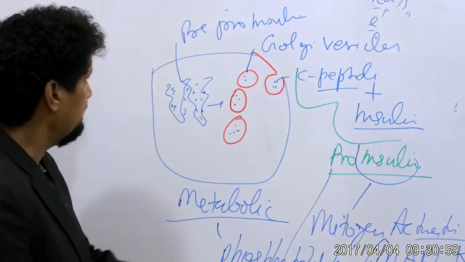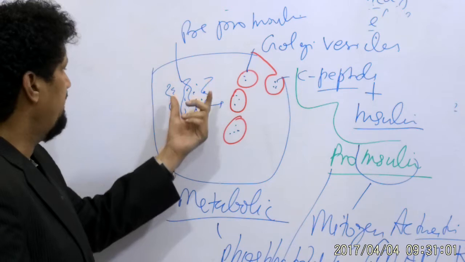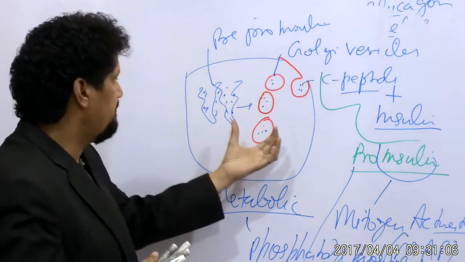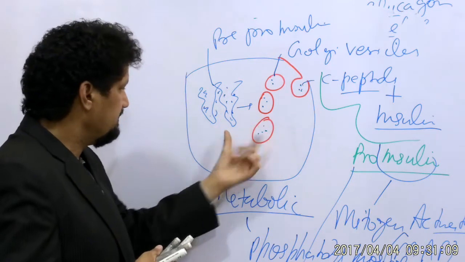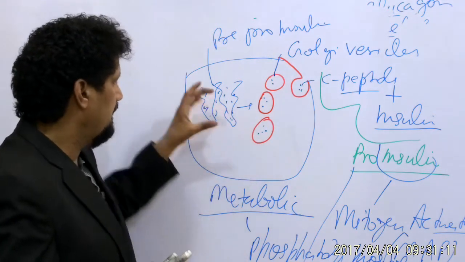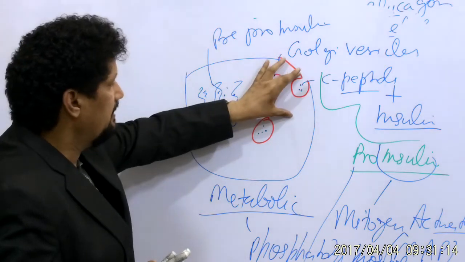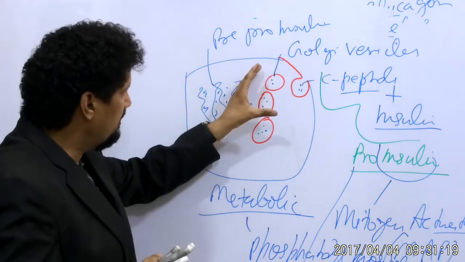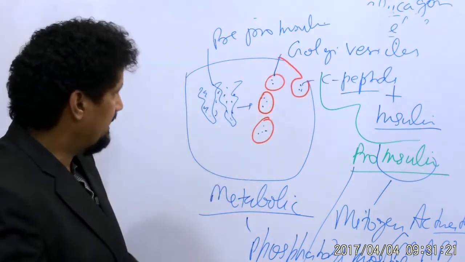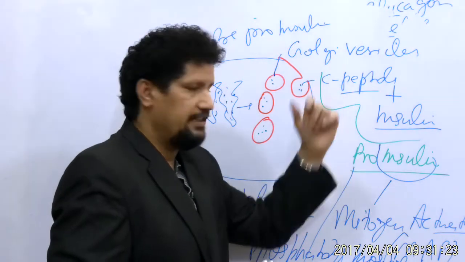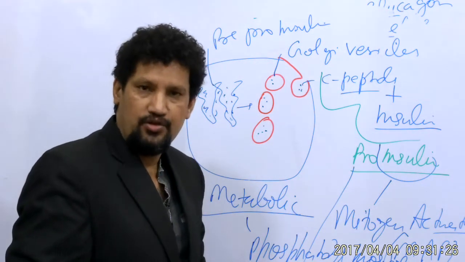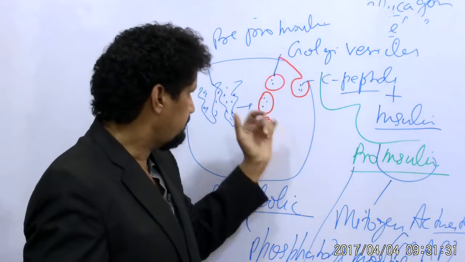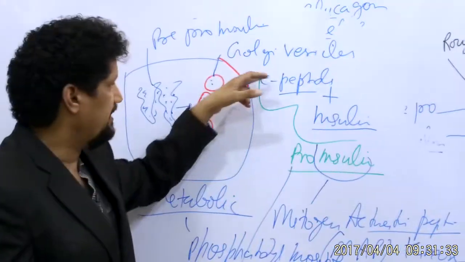So what is happening here? Preproinsulin is formed by the rough endoplasmic reticulum. This preproinsulin is packaged by the Golgi apparatus, forming the secretory granules, and these granules form the secretory vesicles. These are packaging the proinsulin, and this proinsulin is released into the blood by forming the C peptide and the insulin in equimolar ratio. Sometimes when these beta cells are overworked, the proinsulin is directly secreted into the blood.